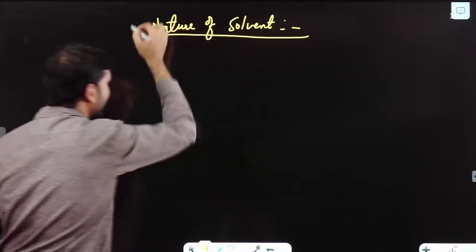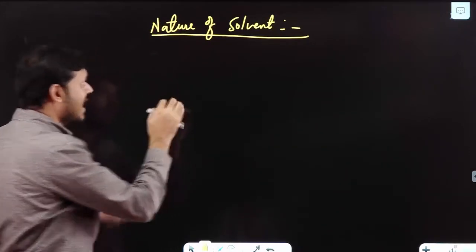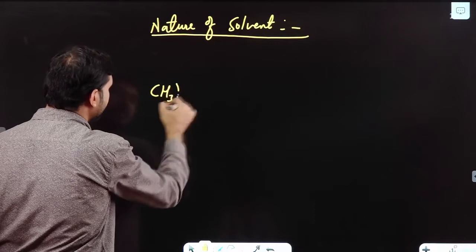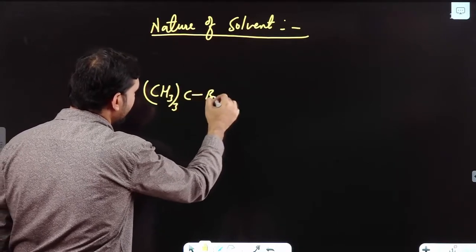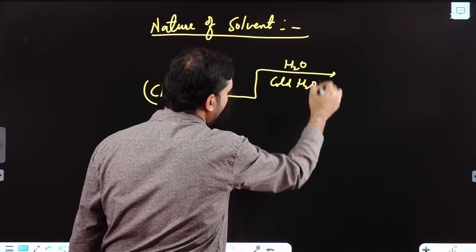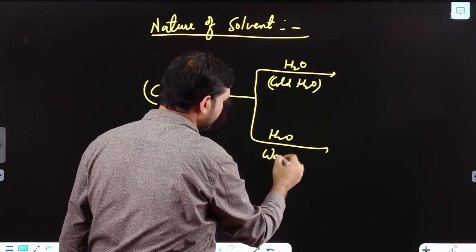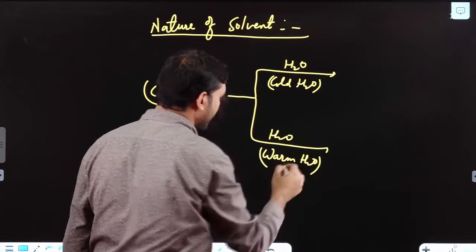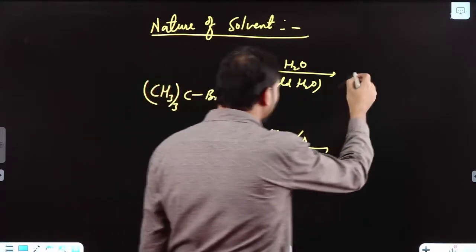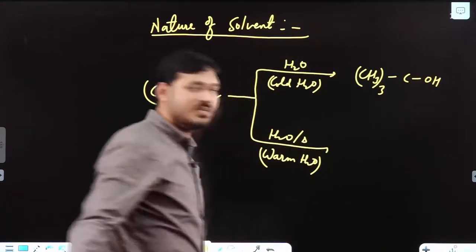Nature of solvent taken. Okay, now understand one thing. Here I'll be discussing two different points. Okay, let me tell you one reaction simply. (CH3)3C-Br with H2O, cold water, and H2O, warm water. Okay, or simply if I say H2O delta. Clear? So what will happen here? Predominantly the product obtained is alcohol, as we can understand, normal case.